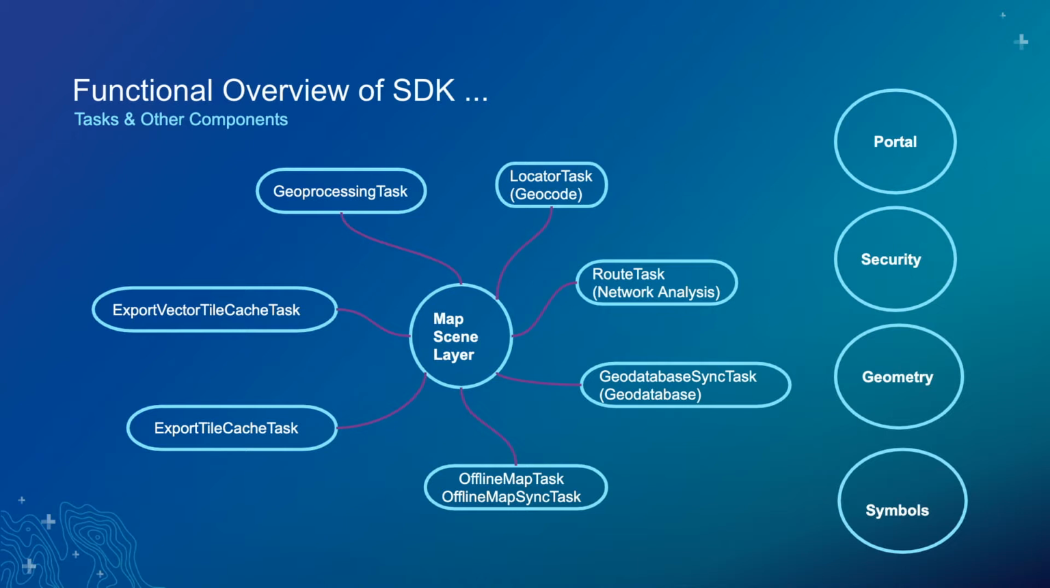Whether you want to do geocoding, we'll have a task for it, or routing, you will have a task for it, or if you want to take a map offline, we'll have a task for it. And there are numerous other tasks. To support these fundamental components, we have other things like the Portal set of APIs, and we handle the security as well, so you'll see all the classes related to security. And then we have the geometry API as well as symbols, which are fundamental to rendering the maps and layers.